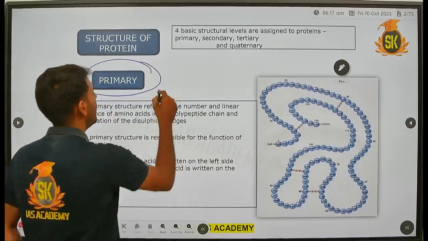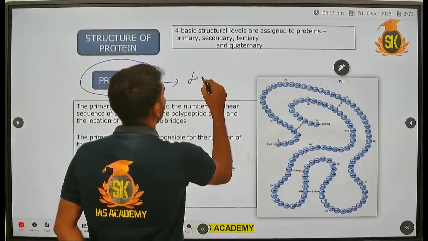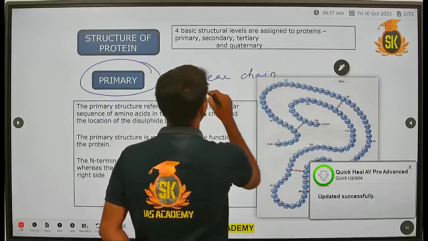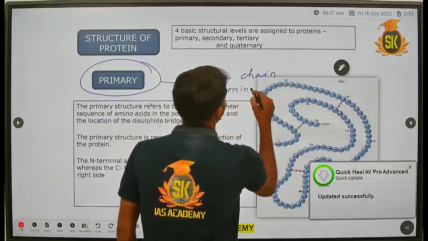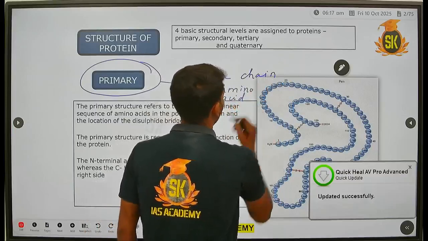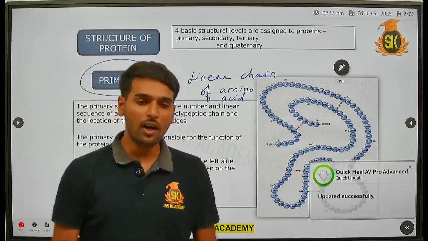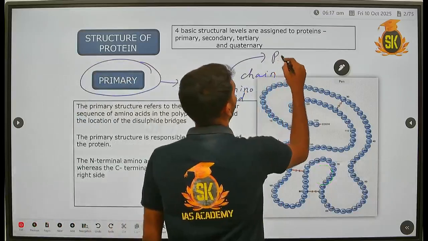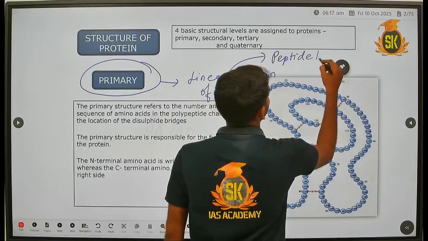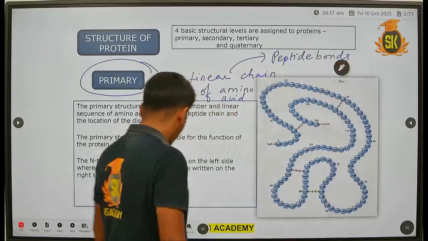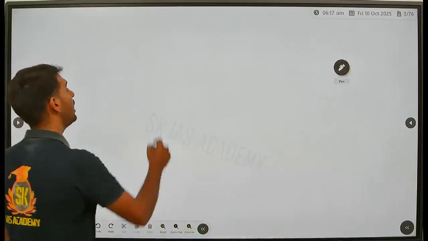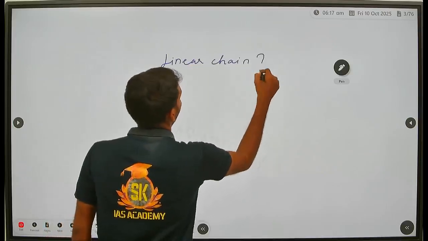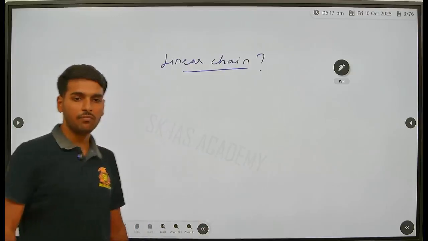We saw that in the primary structure, the linear chain of amino acid is present. Now these amino acids are linked by what type of bond? Peptide bonds, right? Peptide bonds. Okay. Now the question arises here is, from where did this linear chain come from?